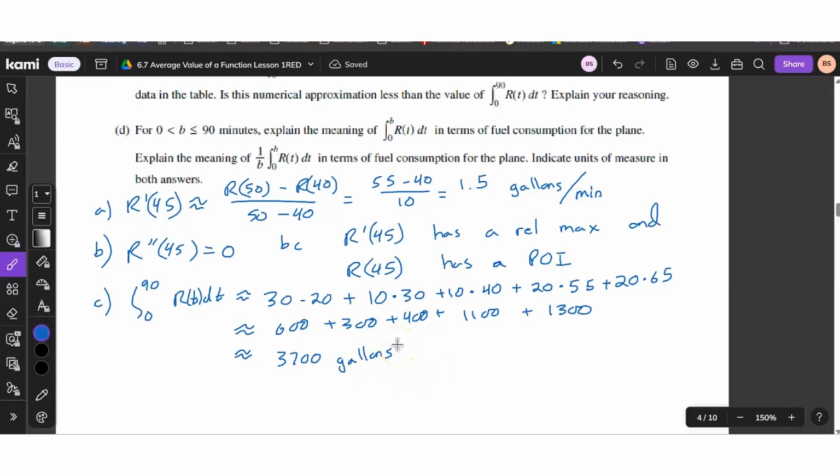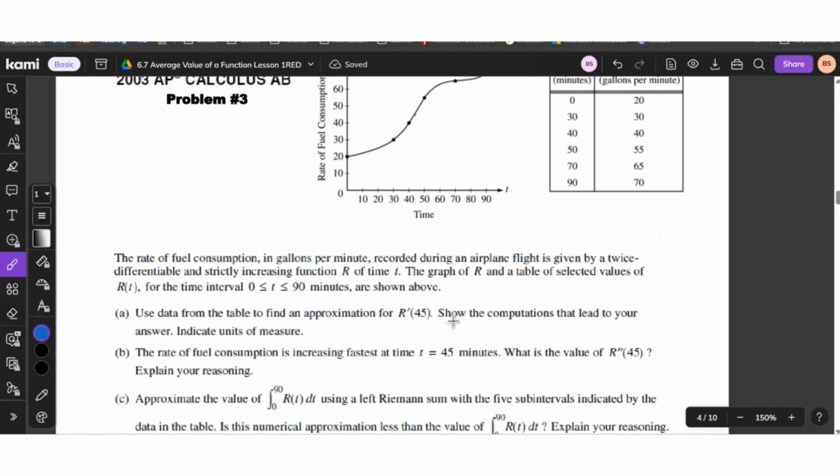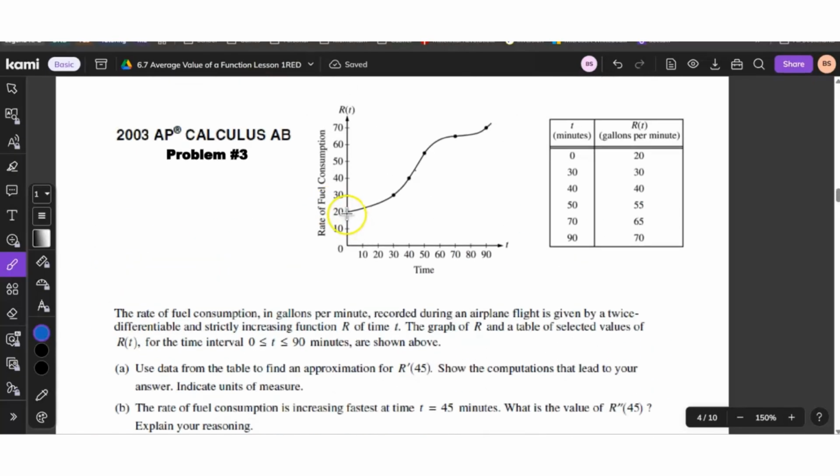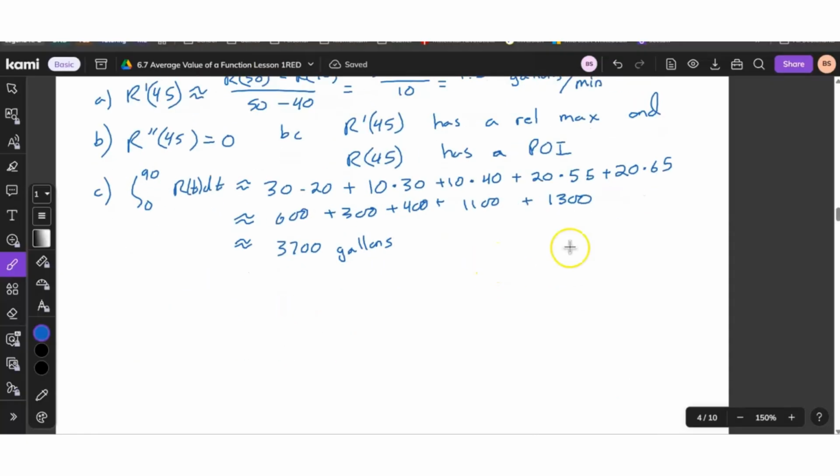Now, if we look at our graph, what do we think this is going to be, an over or under? So we're doing the left hand. So we went from here over to 30. Then like this, then like this, then like this. Pretty clearly an under, right? Very obviously under. This is an under approximation. And I would just say, look at the graph. Like, that would be my reasoning here.